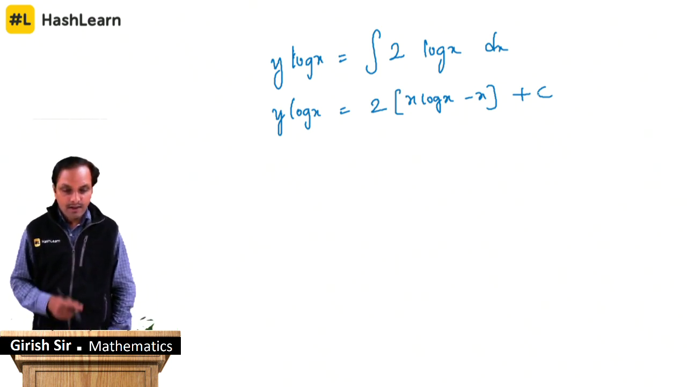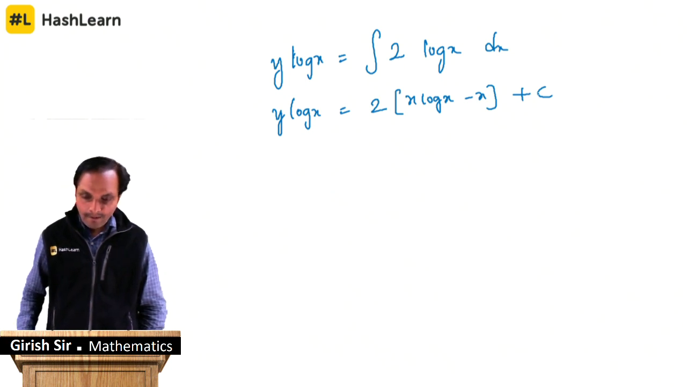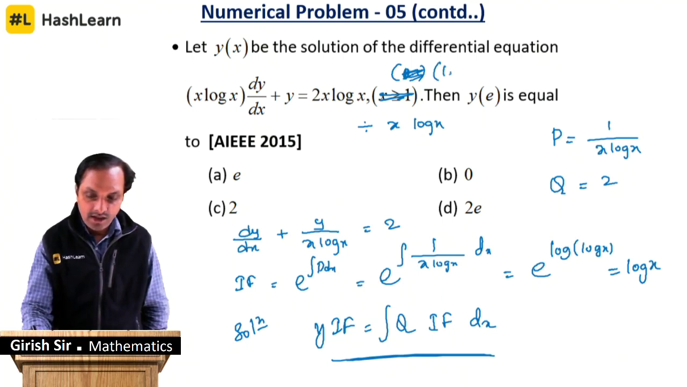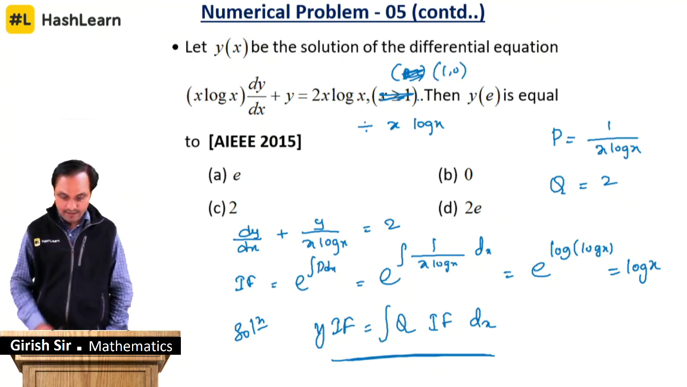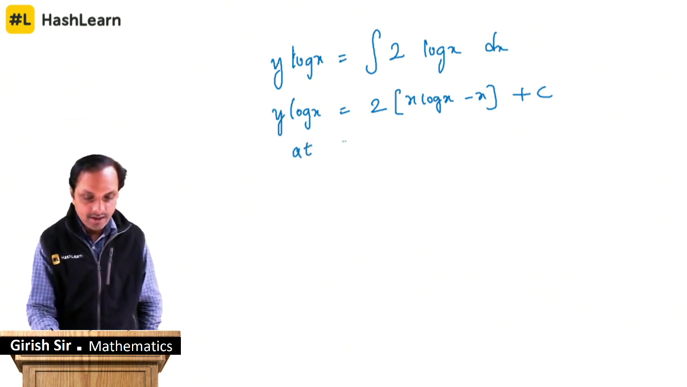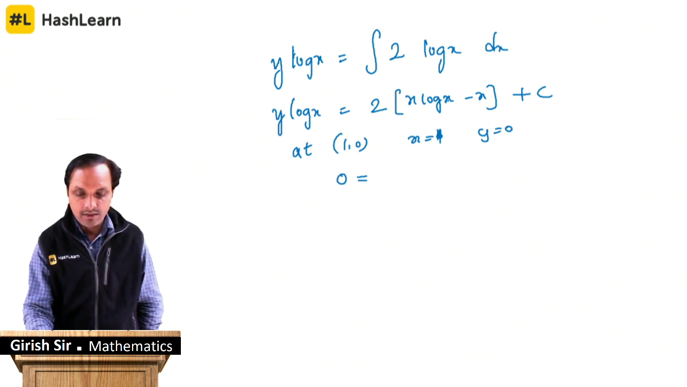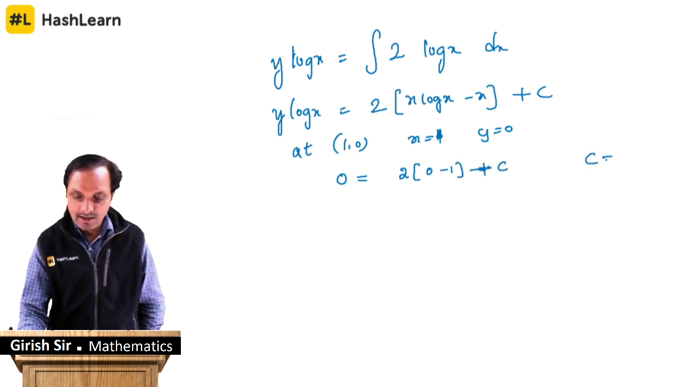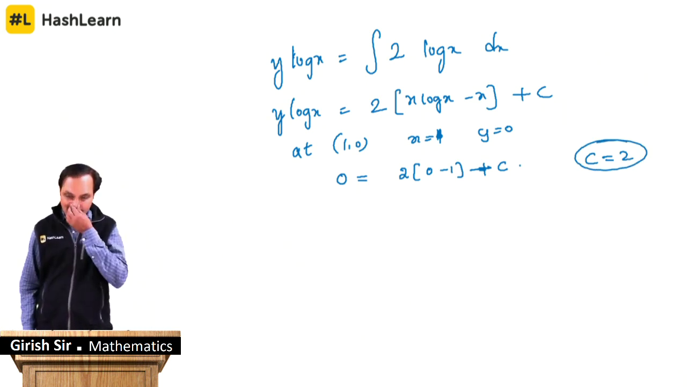So what he has given, you know that he has given, it's not 0, it's 1 comma 0. The point is 1 comma 0. At 1 comma 0 means when x is 0, sorry, when x is 1, y is 0. Let's substitute here. If we take x as 1, then y is 0, so this part is 0. If we take x as 1, log 1 is 0, you will have 2, this part is 0 and this is minus 1, so it becomes c minus 1 and the value of c becomes 2. We got the value of c as 2.